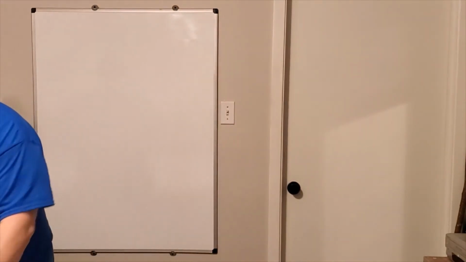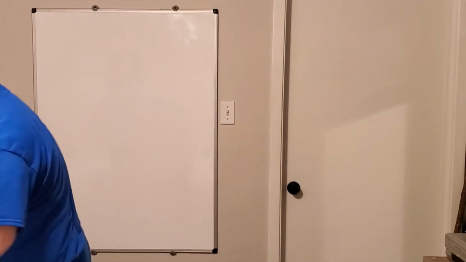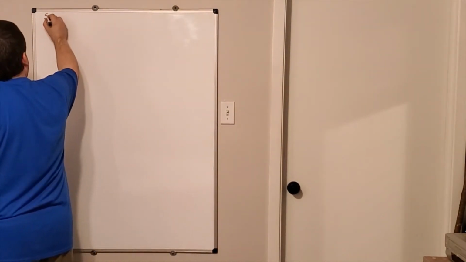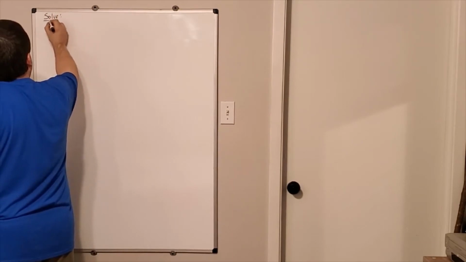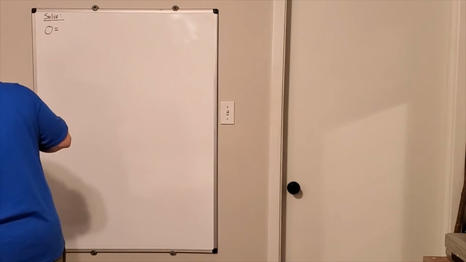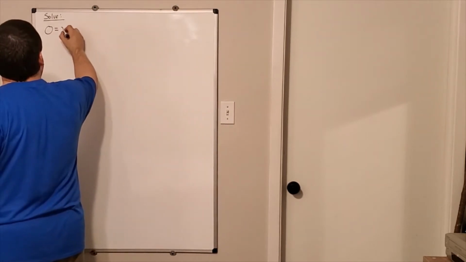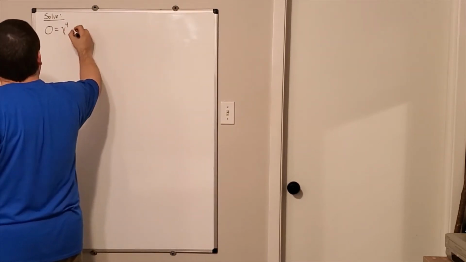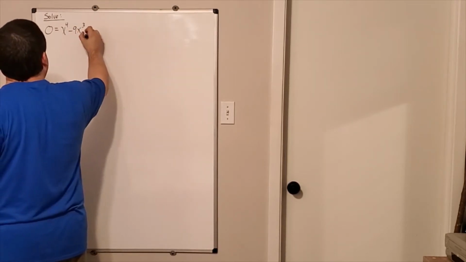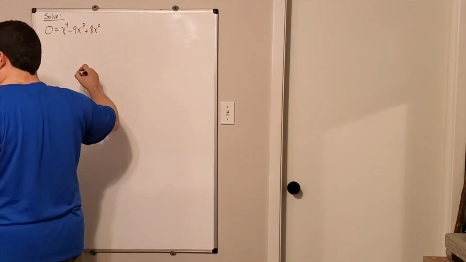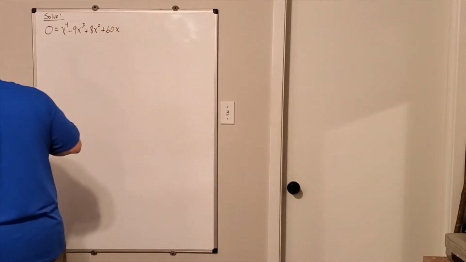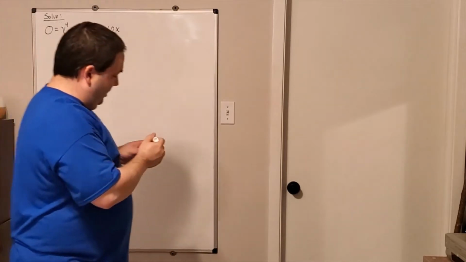So let me word this one a little bit differently. How about just solve? 0 equals, and let's do x to the 4th minus 9x to the 3 plus 8x squared plus 60x. Okay? Now here's another thing.